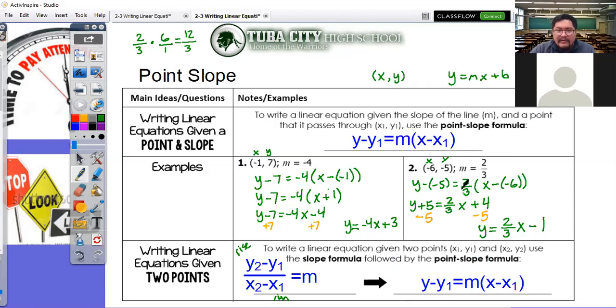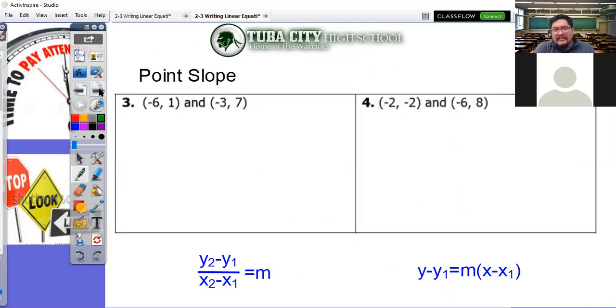From here, it would be pretty much the exact same steps we did for both of these examples here. And like I said, it seems pretty tough, but I think it'll be pretty easy once you start working on it. So let's go ahead and move on to some of the other examples that we would have going on today. So here we have 2 points. So -6, 1 and -3, 7. So those are the 2 spots our line has to go through.